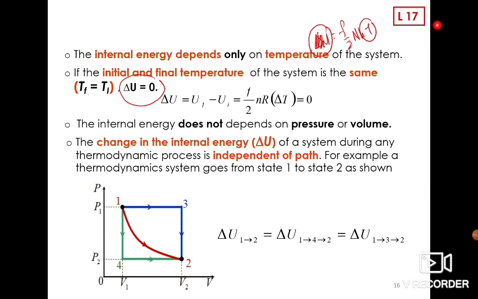The change in internal energy of a system during any thermodynamic process is independent of path. For example, a thermodynamic system goes from state 1 to state 2 as shown in the figure.